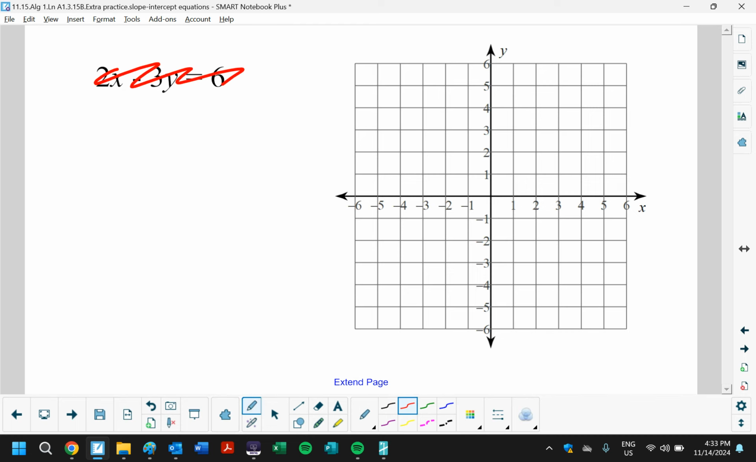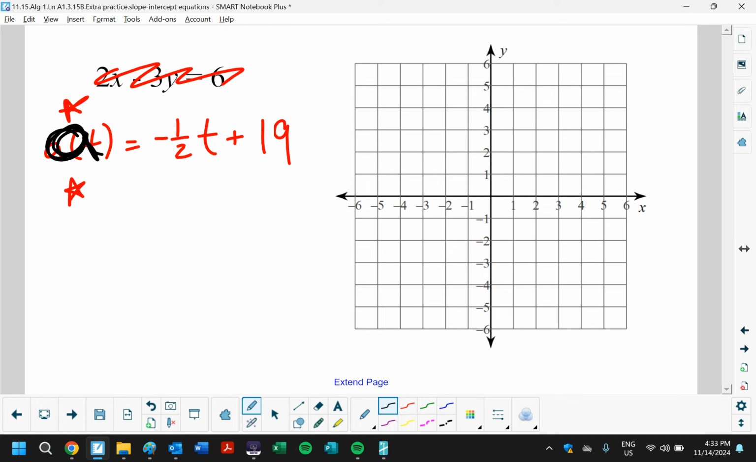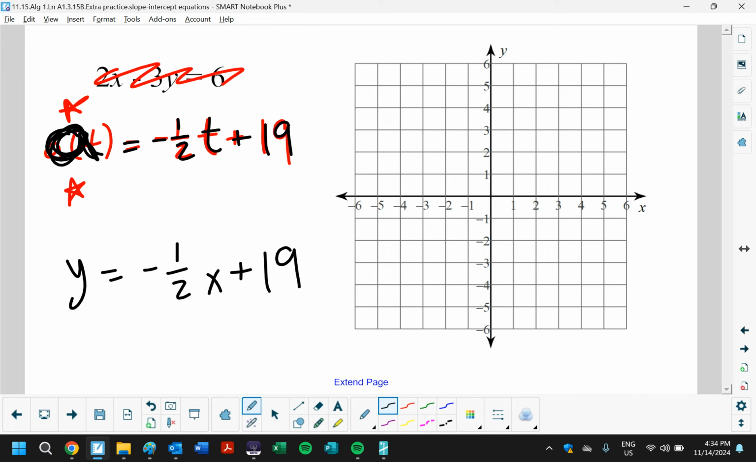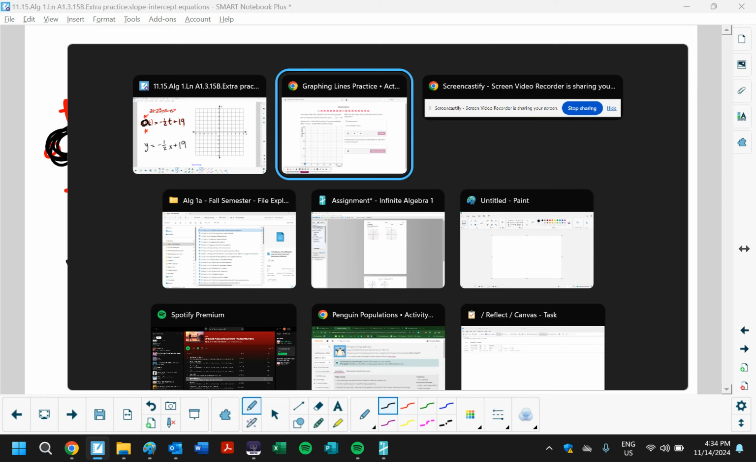So pretend this isn't here. A of t equals negative 1/2 t plus 19. Now we're going to learn this in the coming weeks, but for now, why don't you just replace that with one variable and call it A, the amount of snow. So just like we had y equals negative 1/2 x plus 19, they have A, amount, is equal to negative 1/2 times t, time, plus 19. Now go ahead, use your y-intercept, use your slope to graph that out.